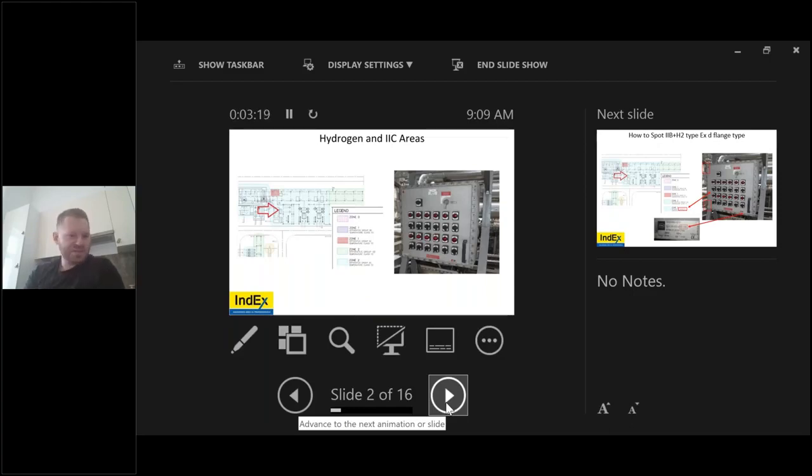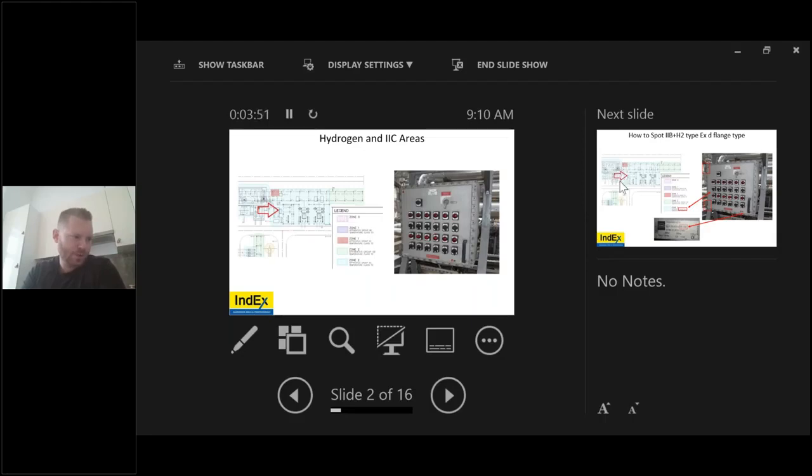So this is an example. If you look at where it says Zone 2 apparatus group under the legend, it indicates this area is a 2C gas group. 2C can mean hydrogen or acetylene. Now, immediately looking at this enclosure, there's certain things about it that would indicate to me that that piece of equipment is not rated 2C.